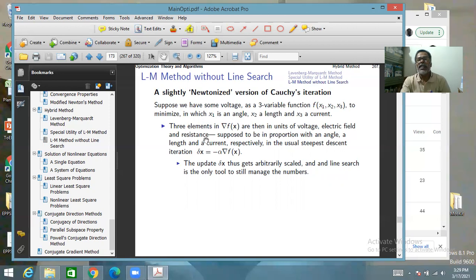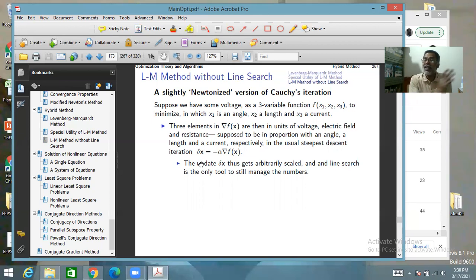Now, in the ordinary steepest descent formula, you have delta x equal to minus alpha grad f. Delta x1 has to be proportional to del f by del x1. Here it is angle, here it is voltage. And the proportionality constant is alpha. Delta x2, which is length, has to be proportional to an electric field. And the third one, the change in current, has to be proportional to a resistance. Current times resistance is voltage.